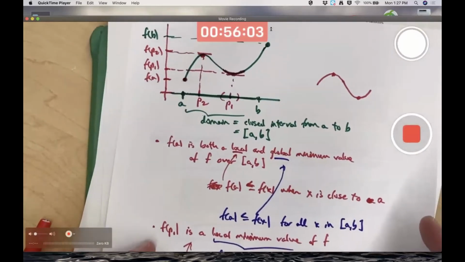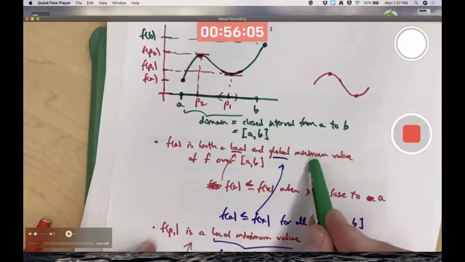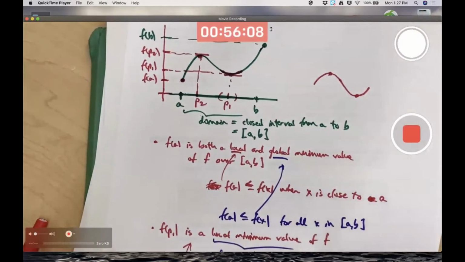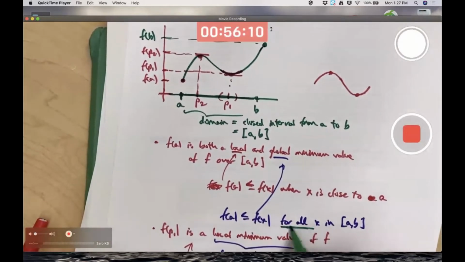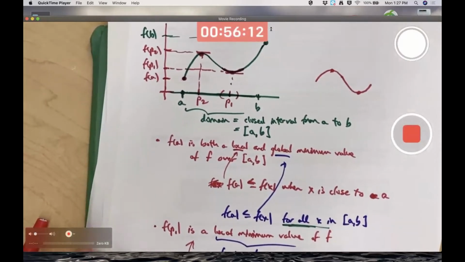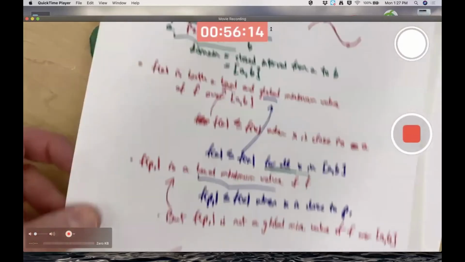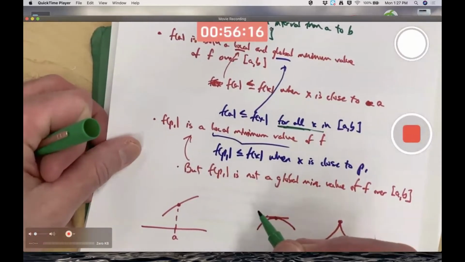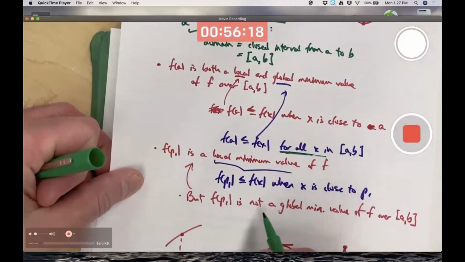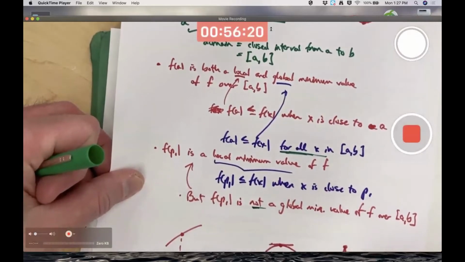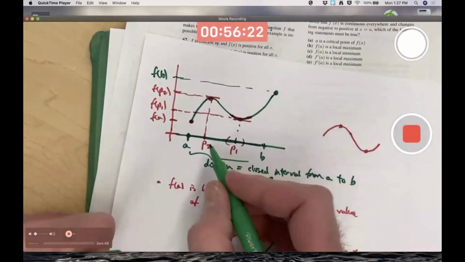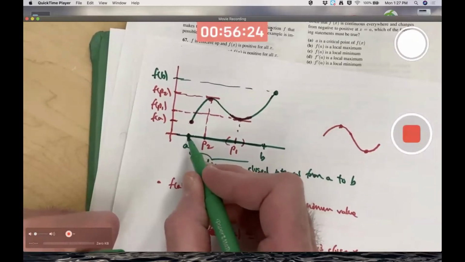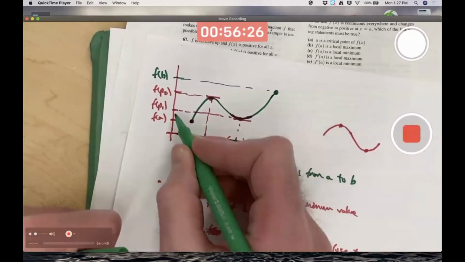Coming back here, F of A is a global min. Global, because it's for all X in the entire domain. F of P1 was not a global min, because there are values of X in this domain close to A where F of X is lower than F of P1.